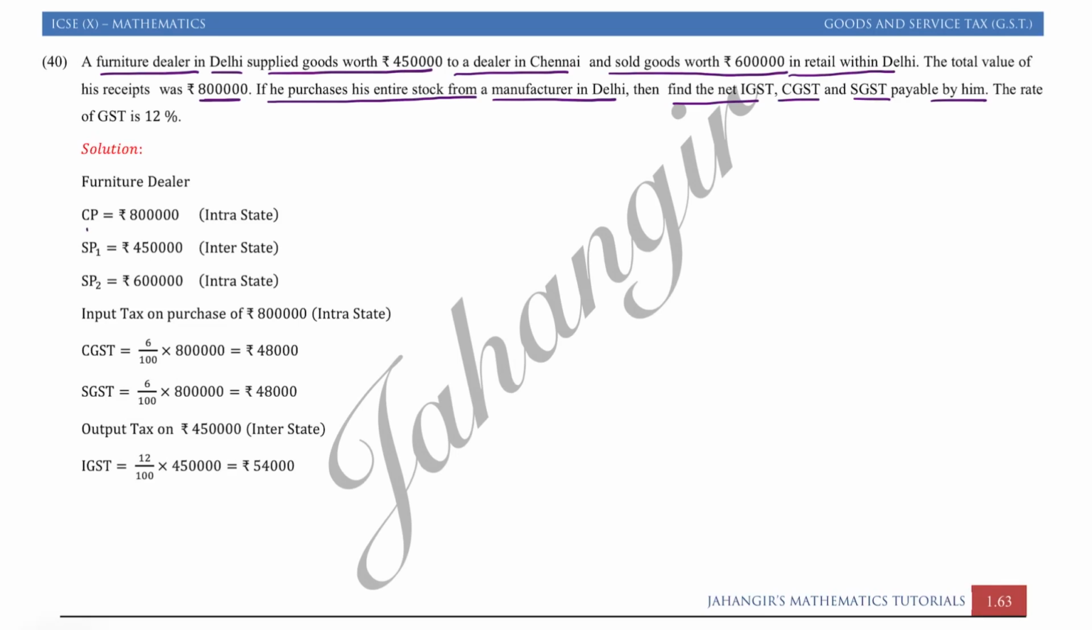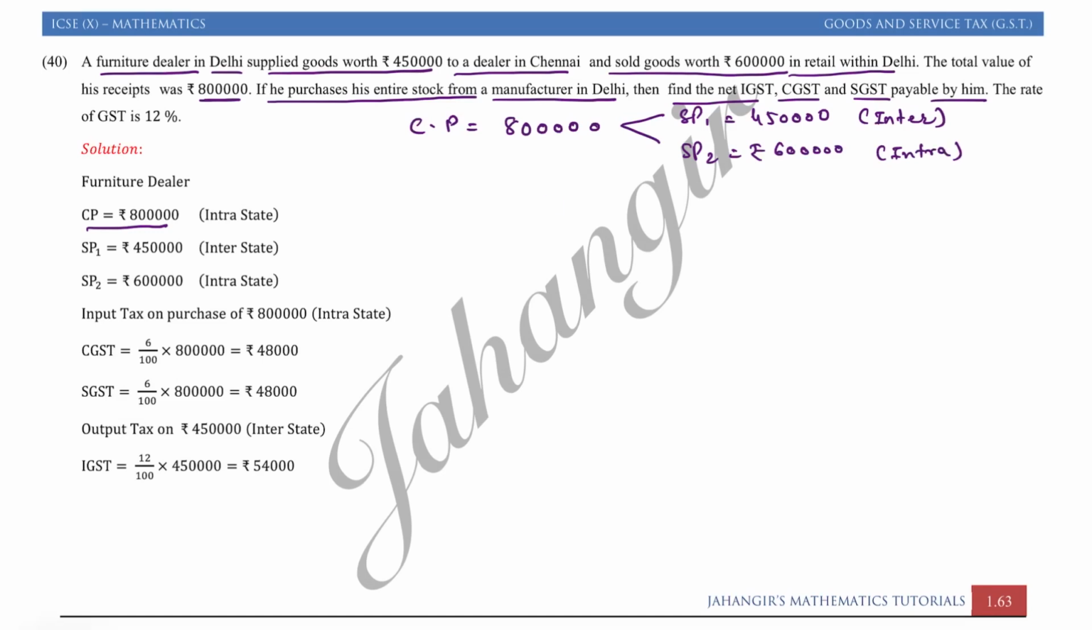So see, cost price is 8 lakh. He had sold it in two parts. First SP is rupees 4,50,000, which is sold outside the state, that is interstate. And second SP, that is rupees 6 lakh, which is sold inside the state, that is intrastate.